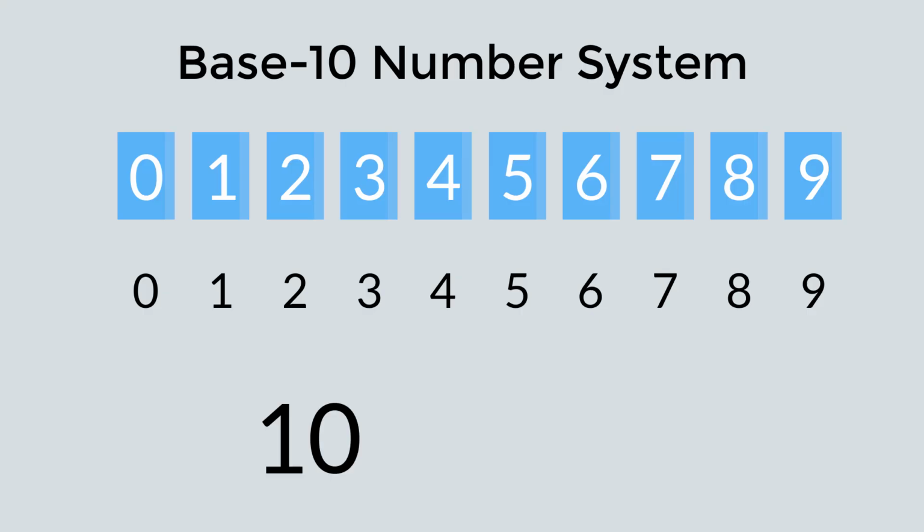But here, 1, 0 should not be thought of as just the word 10. It means one group of 10 and 0 extra ones. That is the idea behind counting in any base. A base tells us how many symbols we can use before we move to the next position.